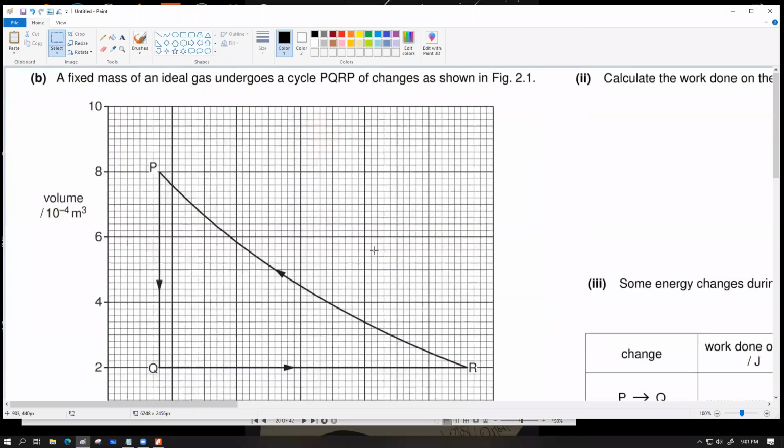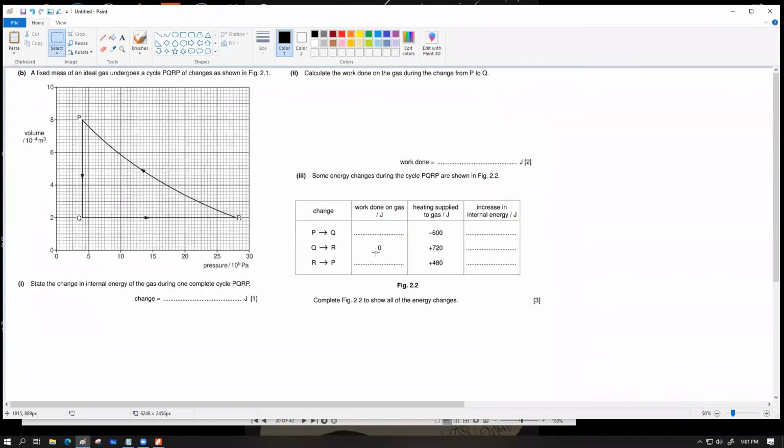Okay, now let's give it a try. A fixed mass of an ideal gas undergoes a cycle PQRP of changes as shown in figure 2.1, with a volume axis and a pressure axis. State the change in internal energy of the gas during one complete cycle of PQRP.